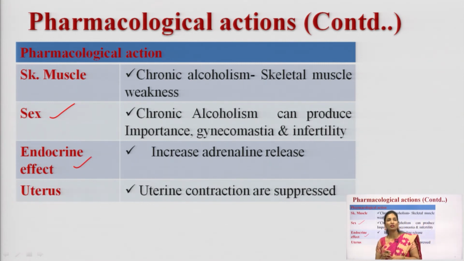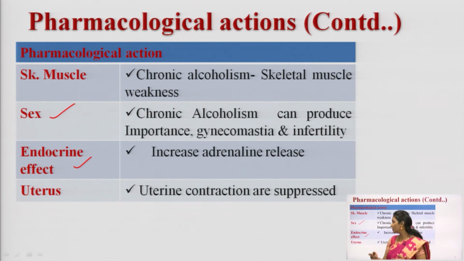What are the endocrine effects of alcohol? It can increase adrenaline release. This is the reason I told you that when you take alcohol in a moderate dose, it can increase the sympathetic outflow. It can increase the adrenaline release. By this adrenaline release only, you can see the increase in blood pressure and the tachycardia of a particular patient.